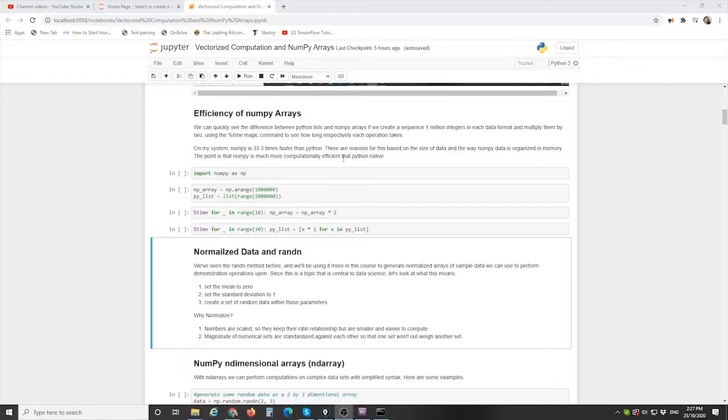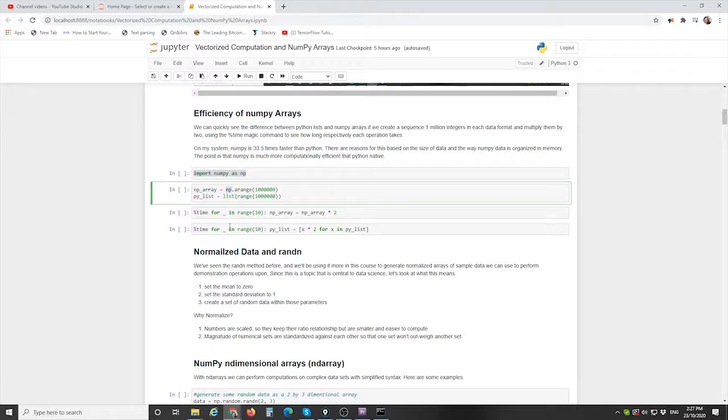Our first topic is just going to be exploring the efficiency of NumPy arrays in comparison with Python lists. And here we are importing NumPy as np. We can use it as this alias np. And here we're creating a range of elements from 0 to 1,000,000. And also here we're creating a Python list of elements from 0 to 1,000,000. So these are comparable sequences.